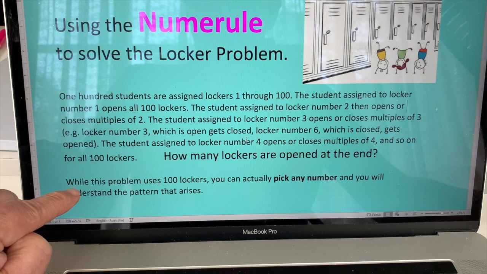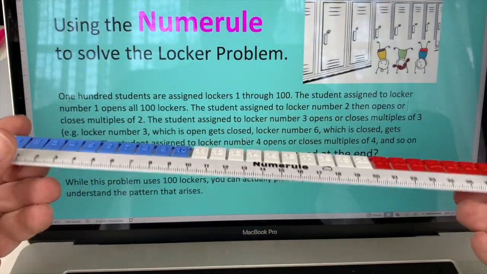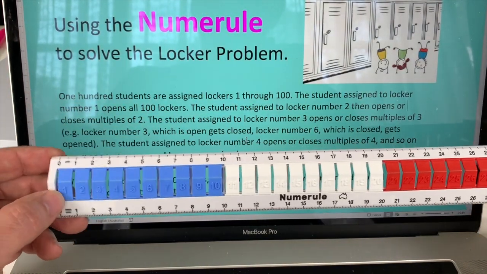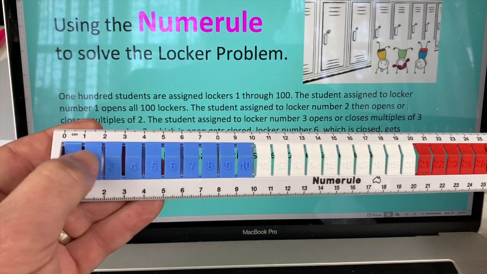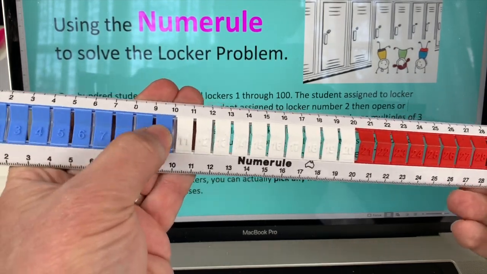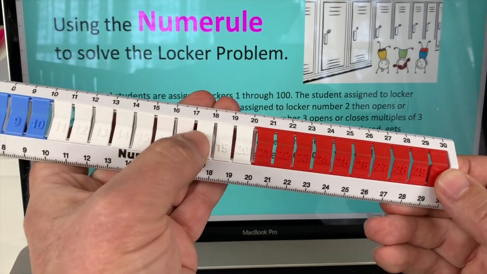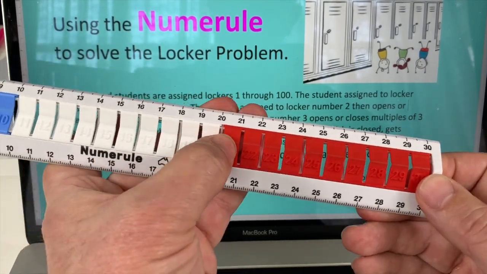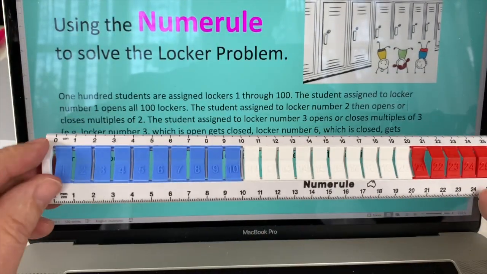I've just written this down here. While this problem uses 100 lockers, you can actually pick any number and you'll understand the pattern that arises. Anyway, let's have a look at what happens here. First of all, student number 1 comes along and opens all the lockers. 1, 2, 3, 4, 5, 6, 7, 8, 9, 10, 11, 12, 13, 14, 15, 16, 17, 18, 19, 20, and 21. You could go further if you want to, but I'm just taking it to 21.